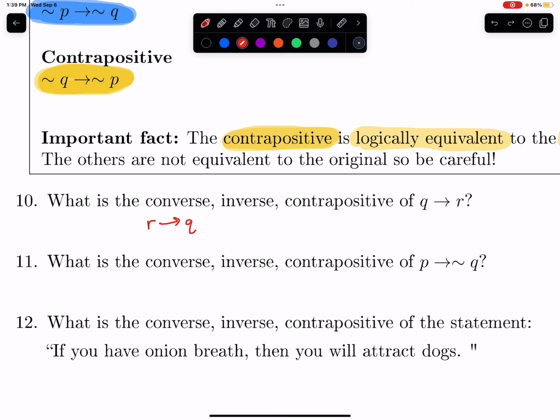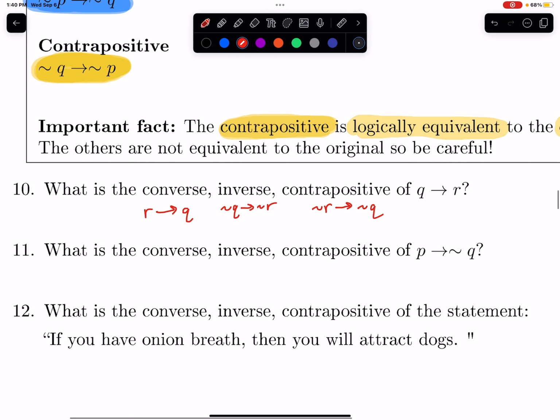Inverse, remember, is what we do if you negate either side but keep the order the same. So it'll be not Q, arrow to not R. And contrapositive is what you get if you combine both converse and inverse. So you're switching the order and negating. So you're going to get not R, arrow to not Q. All right, that's number 10. Simple as that. Number 11, also easy.